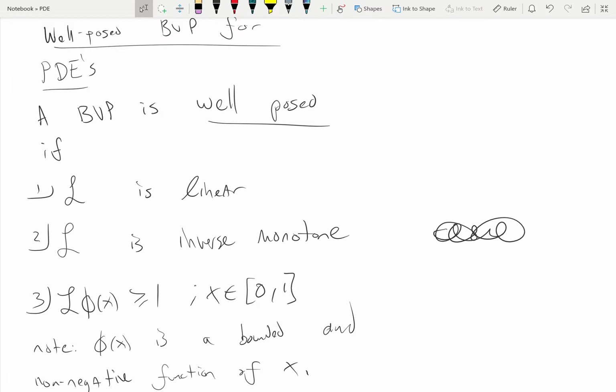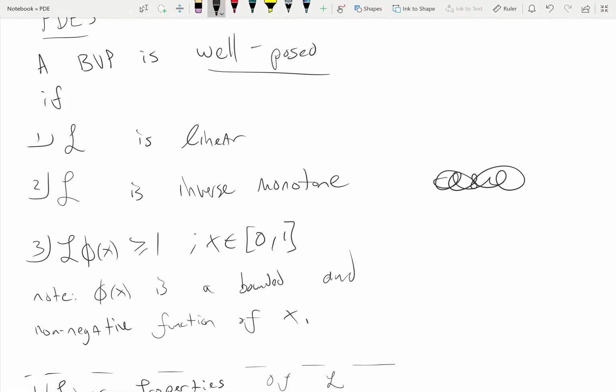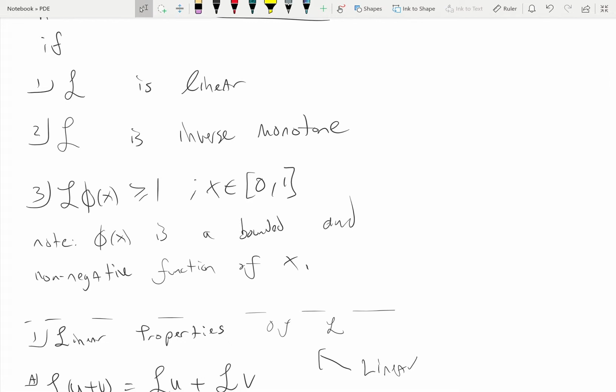It's Rewire Strike. So in this video I'm going to be talking about well-posed boundary value problems for partial differential equations. A boundary value problem is well posed if: 1. L is linear, I'm going to go over that. 2. L is inverse monotone, I'm going to go over that as well. And 3. We introduce a function phi that is a bounded and non-negative function of x, such that phi of x is greater than or equal to 1.